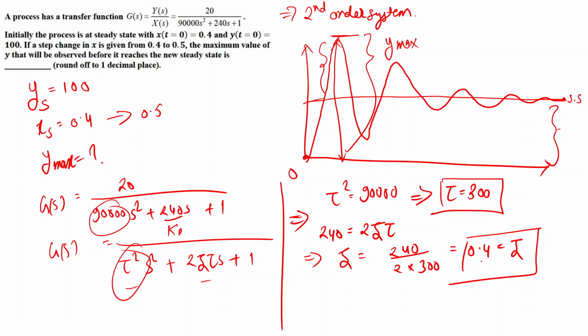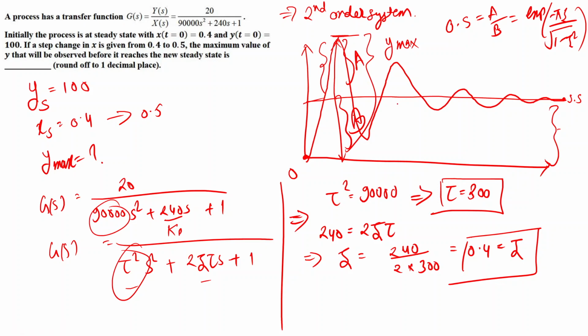Now we can write this overshoot as, let's call this as A and this as B. Then overshoot can be written as A upon B, and for that we have a formula of exponential of minus pi zeta upon under root of 1 minus zeta square. So we have the value of zeta that we can put over here, and then if we have this A and B, we can just sum them to find this y maximum.